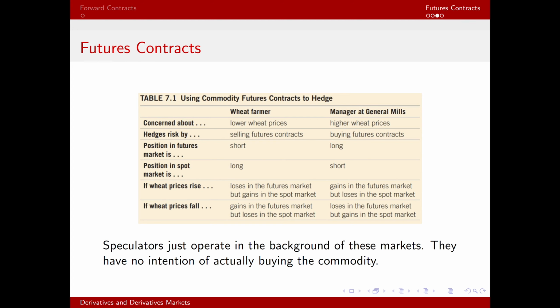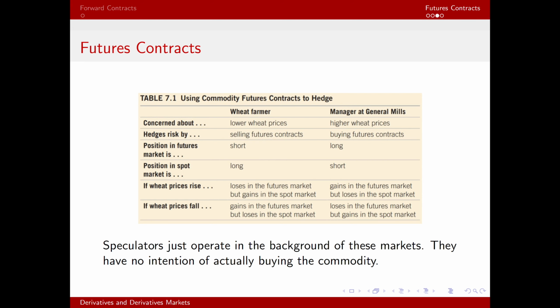A wheat farmer's biggest concern is lower wheat prices, whereas with General Mills, they're concerned about higher wheat prices. So how do you control for this risk? Well, for the wheat farmer, they can sell futures contracts so that they take a net short position in the futures market, but they have a long position in the spot market, if you remember our definitions of being short and long. However, at General Mills, they're going to do the exact opposite position.